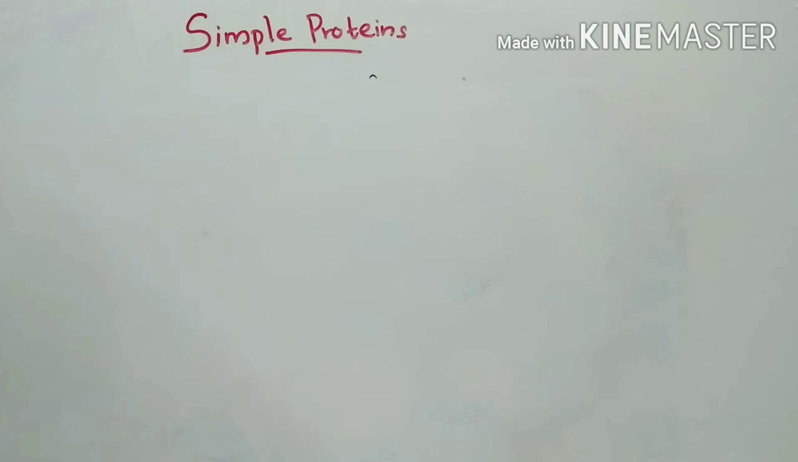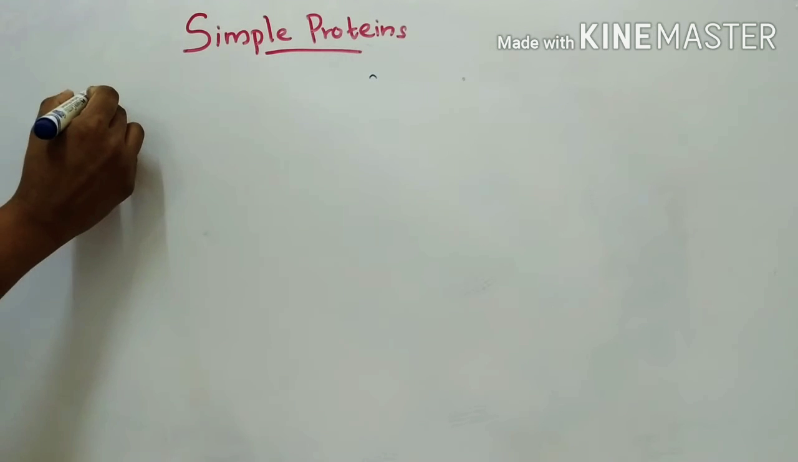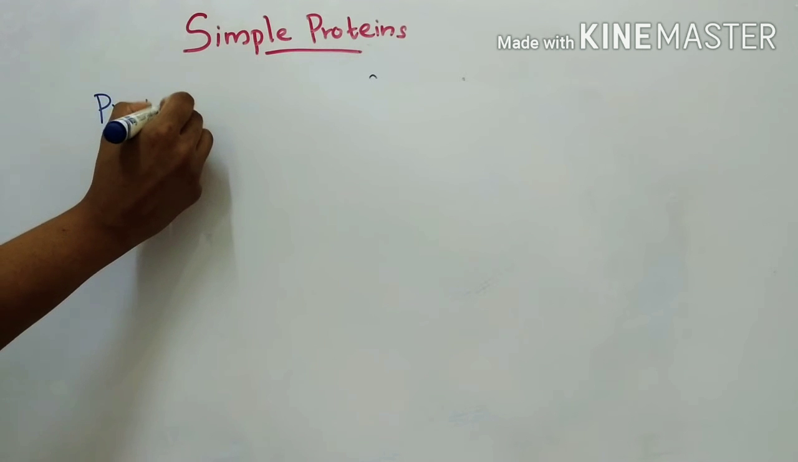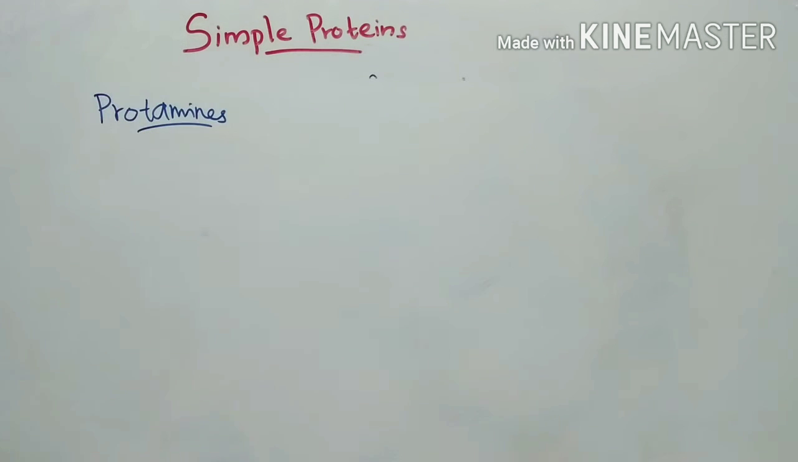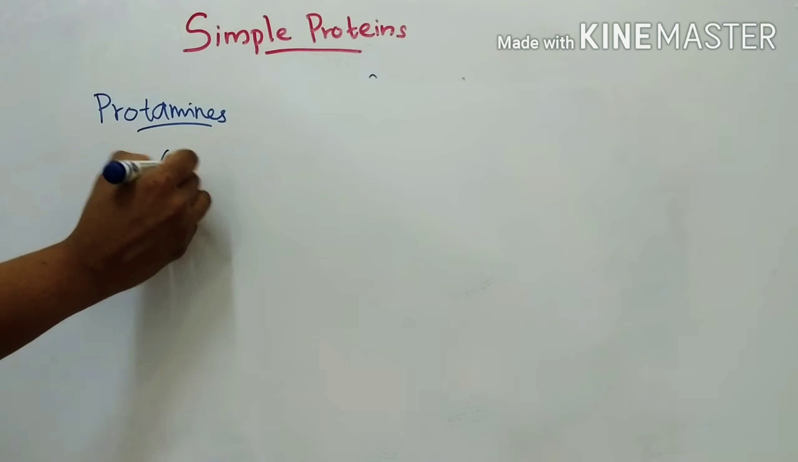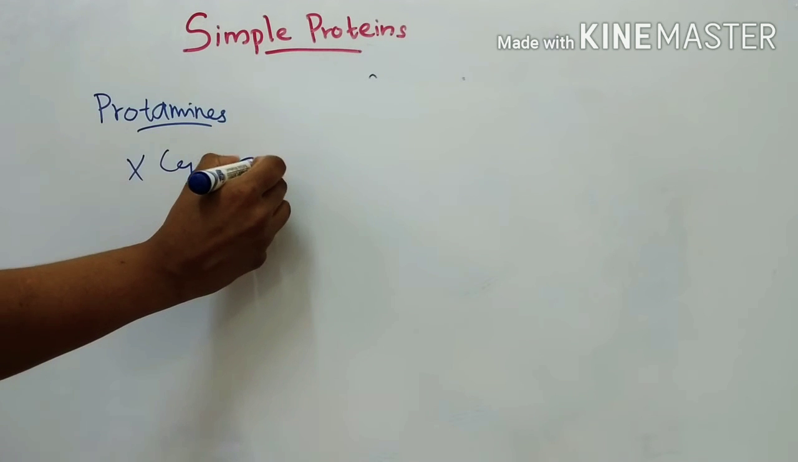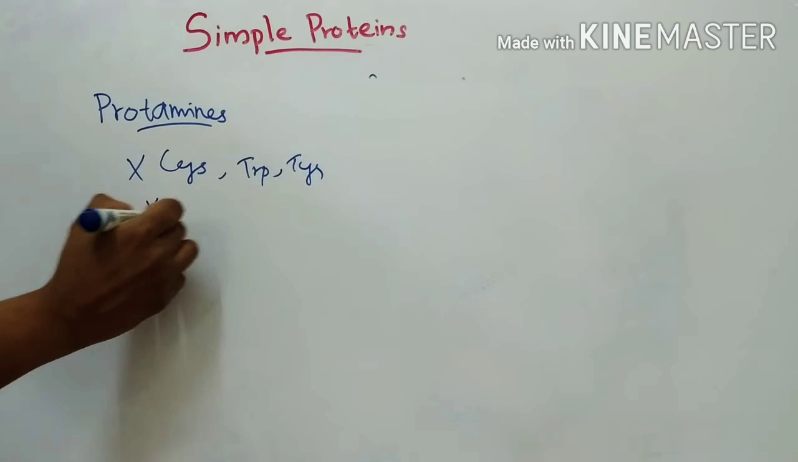First we will see the first subclass, that is protamines. Protamines are small molecules and are soluble in water, dilute acids and alkalis and dilute ammonia. They are non-coagulable by heat. They do not contain the amino acids cysteine, tryptophan and tyrosine, but they are rich in arginine.